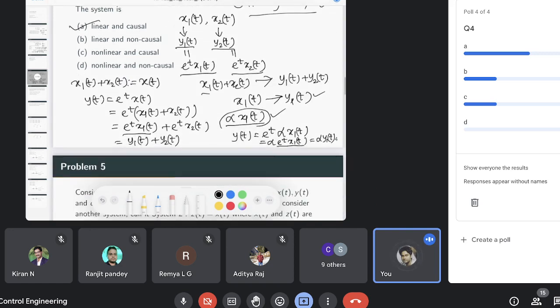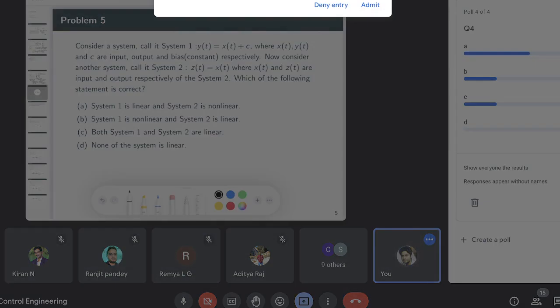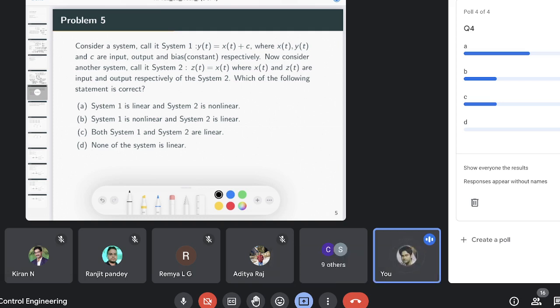Okay, so we can then move to the next question also. Again, a similar type of question. We have two types of systems. System 1 has output yt, which is given as xt plus some c. C is some kind of constant you can assume, so this is called the bias term. And the second system has output zt, which is just equal to xt. Then you have to see which condition given below is actually true.